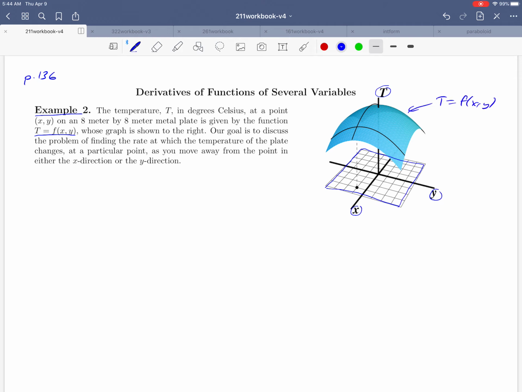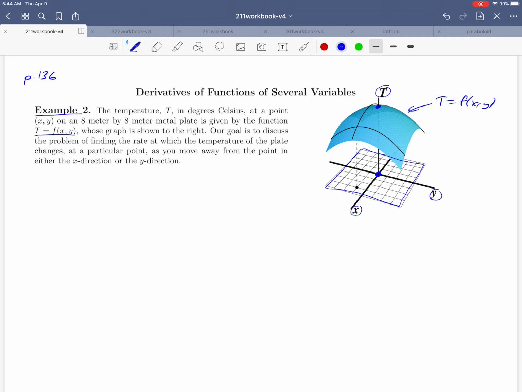And so maybe just to ask you a conceptual question to get this started, can you see where the greatest temperature is from this picture? That's like asking you, where does the surface reach its highest value? You can see that that appears to be in the center here, which is telling us that down here on our metal plate, we should be getting the warmest temperature right at the center point. Okay? So let's go farther with this.